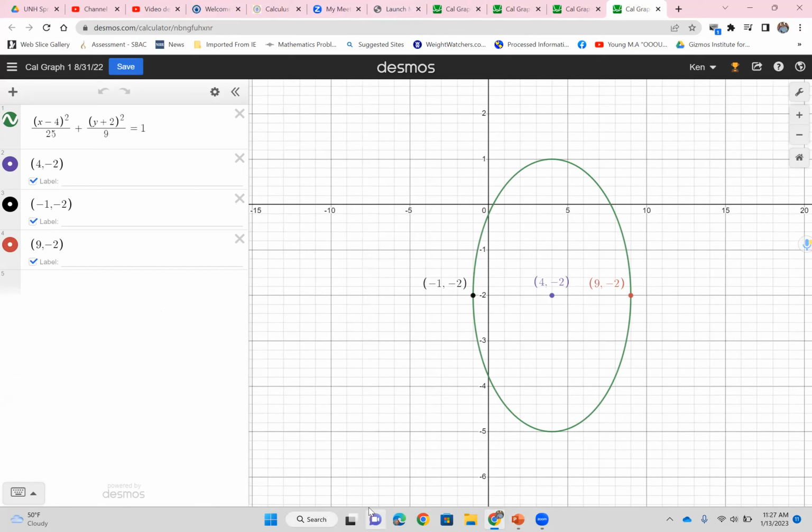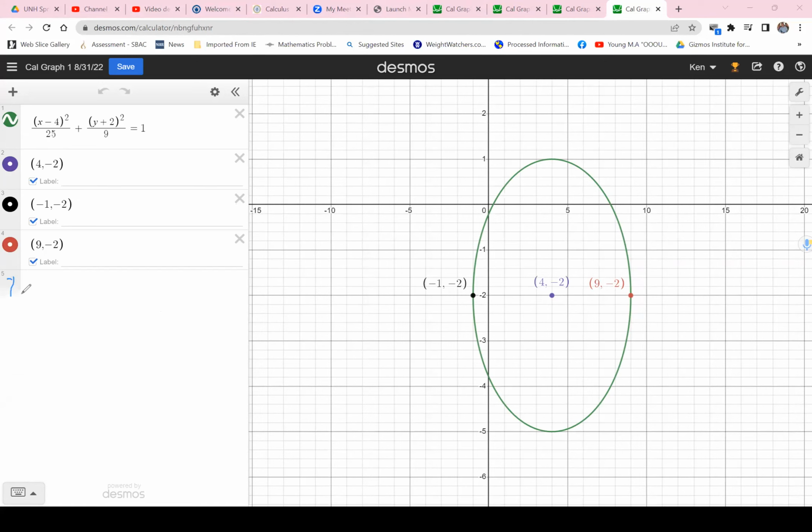So if we're going to annotate that, we see the domain goes from -1, sorry about that noise, to 9 inclusive.